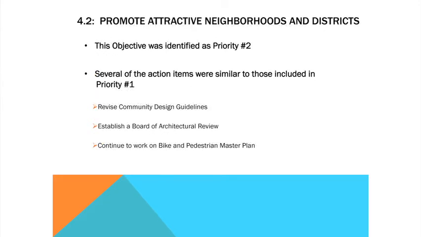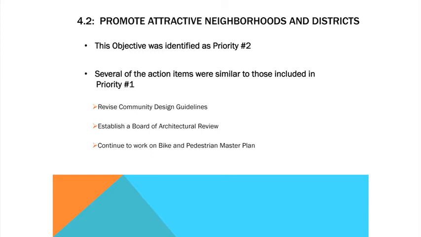This was our second priority, promoting attractive neighborhoods and districts. And this had a lot of crossover into priority one. It used a lot of the same action items, and so I'm not going to go into all those in the same detail, but again, the core documents were the community design guidelines and the establishment of the Board of Architectural Review.